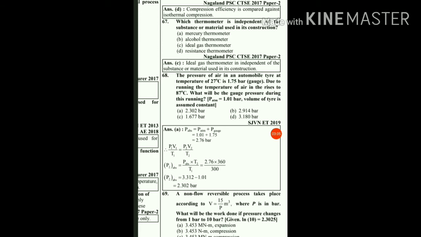The next question: the pressure of air in an automobile tire at a temperature of 27 degrees Celsius is 1.75 bar gauge pressure. Due to running, the temperature of air in the tire rises to 87 degrees Celsius. What will be the gauge pressure during this running? Here the initial pressure and temperature are given, similarly the final temperature is given, and the volume of the tire is assumed constant. We use the equation PV/T equals constant. Since volume is constant, P1/T1 equals P2/T2, and here we have to find P2.